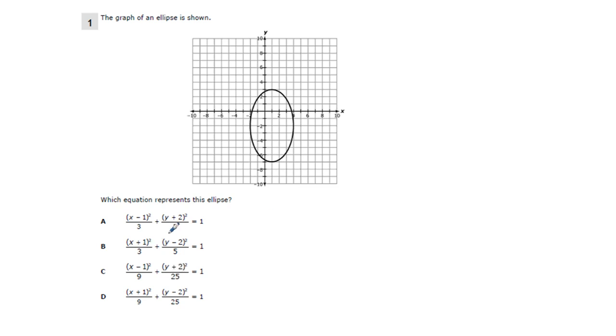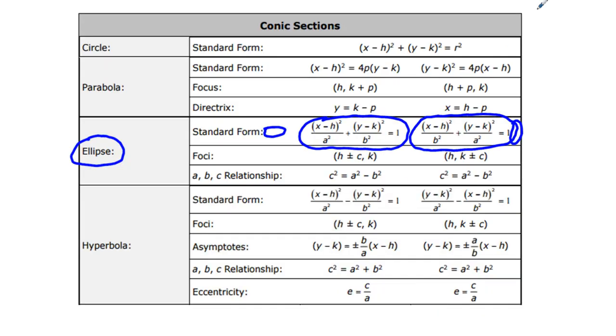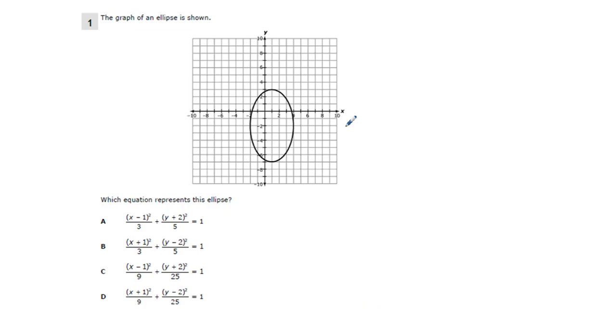Okay, so we want to have the bigger term underneath here. And so the standard form, which I'm going to just copy from here, is going to be quantity x minus h squared over b squared plus quantity y minus k squared over a squared is equal to 1.